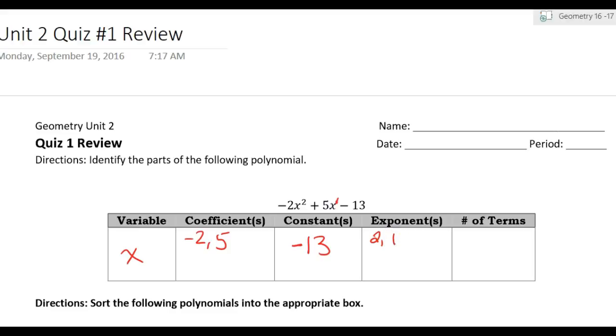How many terms are there? Well, that's 1 term here, 2 terms here, 3 terms. This is a 3-termed polynomial.